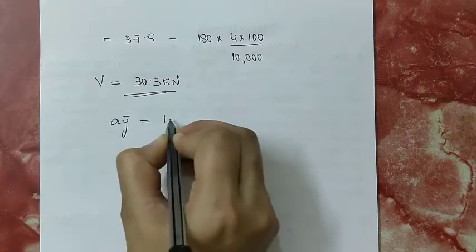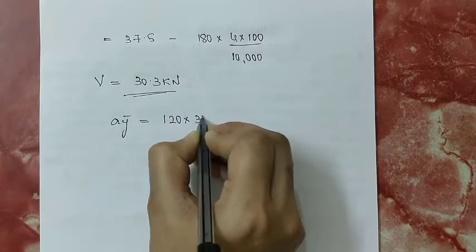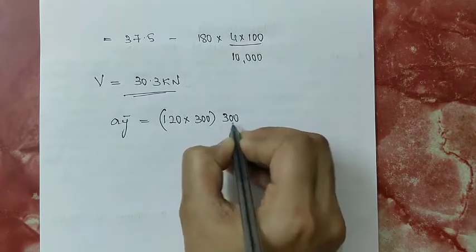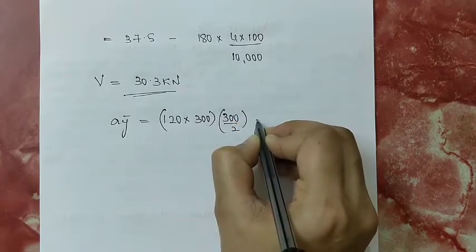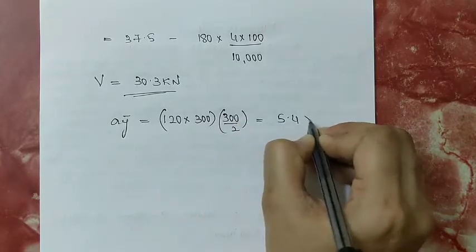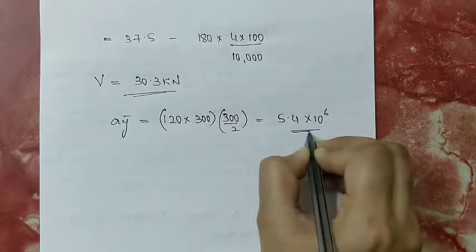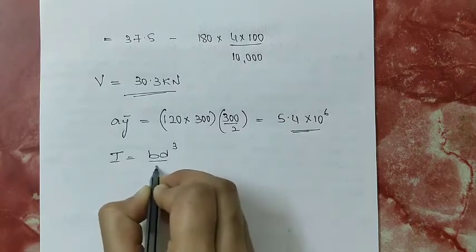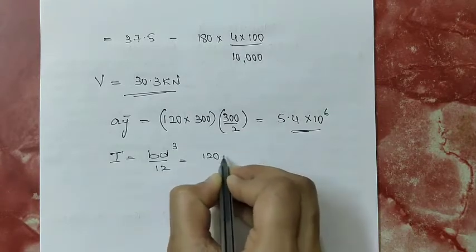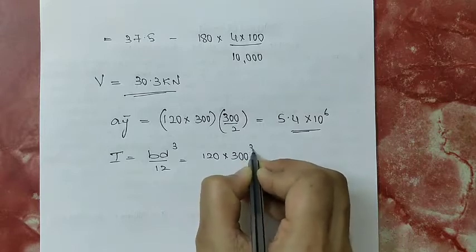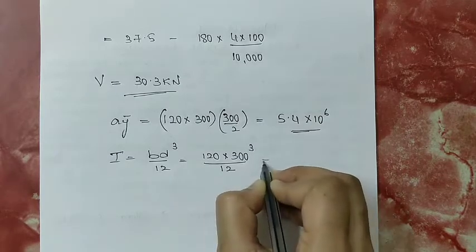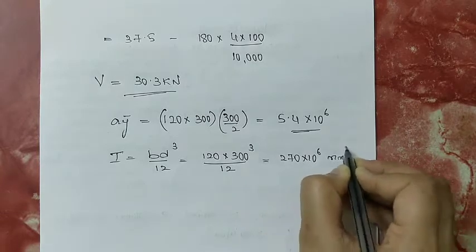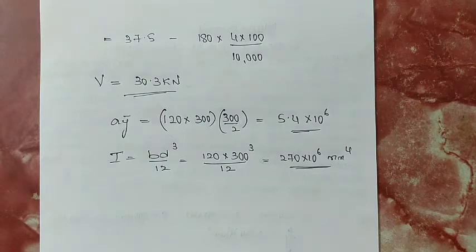Once you calculated V, calculate area into Y bar. That is area, it is rectangular section 120 into 300, and its centroidal distance, it is depth divided by 2. That is 300 divided by 2. Upon simplification, you will get it 5.4 into 10 to the power of 6. Then calculate moment of inertia, that is BD cube divided by 12. It is given by 120 into 300 cube divided by 12. You will get it as 270 into 10 to the power of 6 millimeter to the power of 4. This is what moment of inertia.